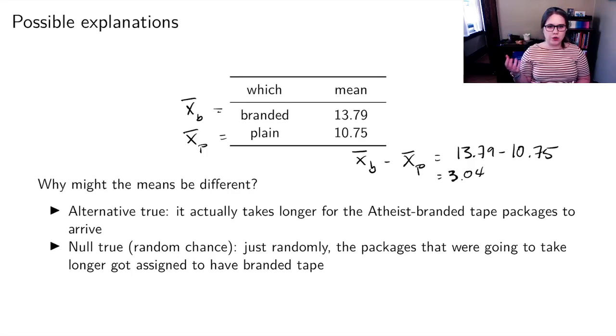So why would those means be different? There's sort of two different things that could be happening. One is that the alternative hypothesis is true. It actually takes longer for the Atheist branded tape packages to arrive. And we're not saying we know why that is, but that it's actually taking longer. And then the other option is that the null hypothesis is true. And this would mean that just randomly, the packages that were going to take longer got assigned to have branded tape. And so just by random chance, the ones that had the branded tape took longer to arrive.